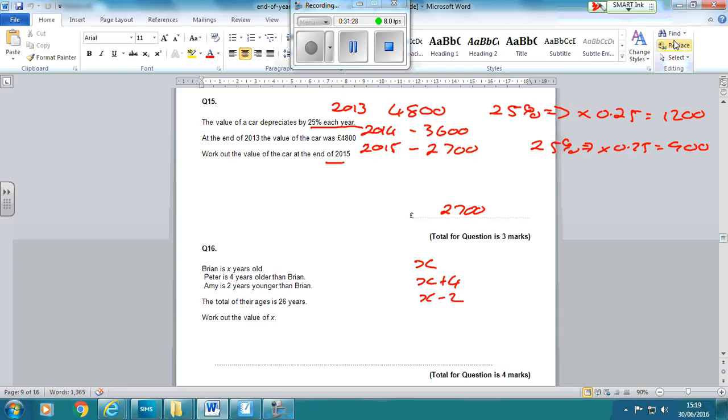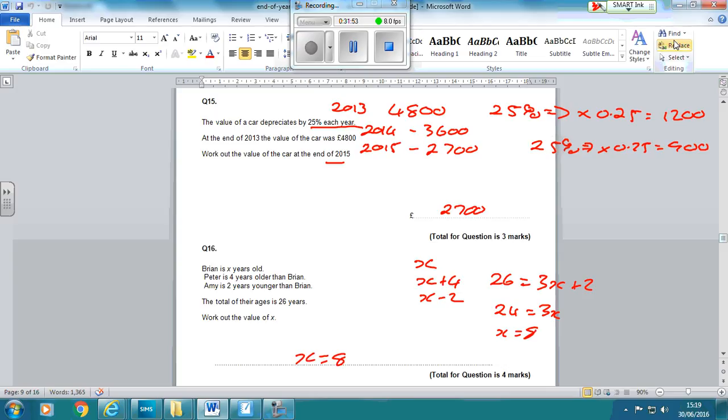So what we're going to do is add them all together. So if I do X plus X plus X, that's going to equal 3X. And then if we add the numbers together, 4 minus 2 is going to be plus 2. And we know that adds up to 26. So then we take away 2, and we get 24 equals 3x, and then x equals 8.